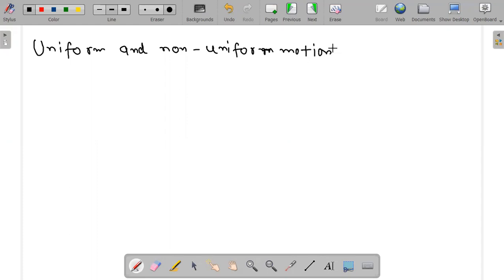What is uniform? In schools every one of us wears the same uniform. What is the meaning of uniform? Why are we having uniform? Because our teacher wants us to look the same. So uniform means same. And what is the meaning of non-uniform? The meaning of non-uniform is not same, or different. So uniform and non-uniform motion.